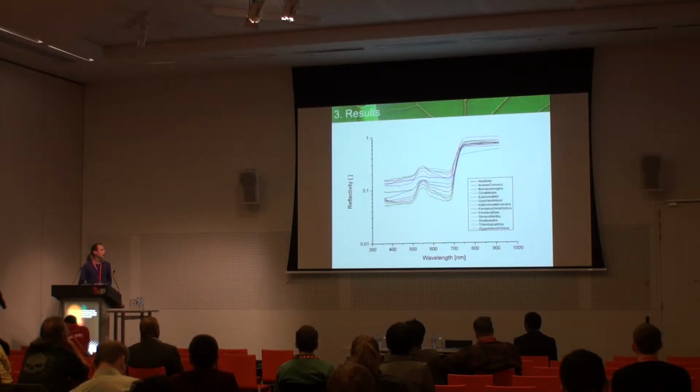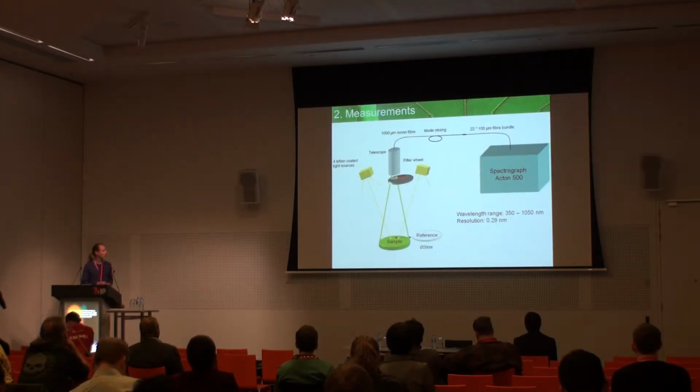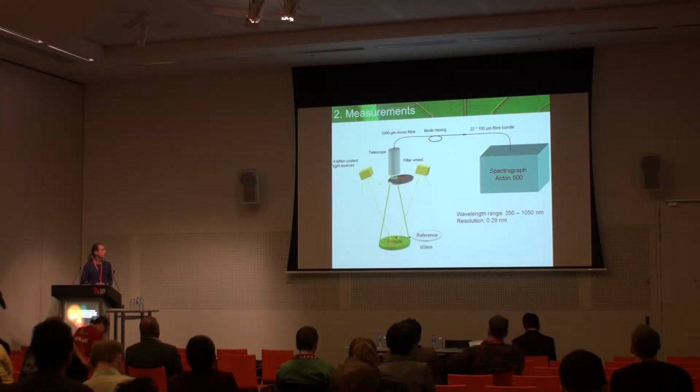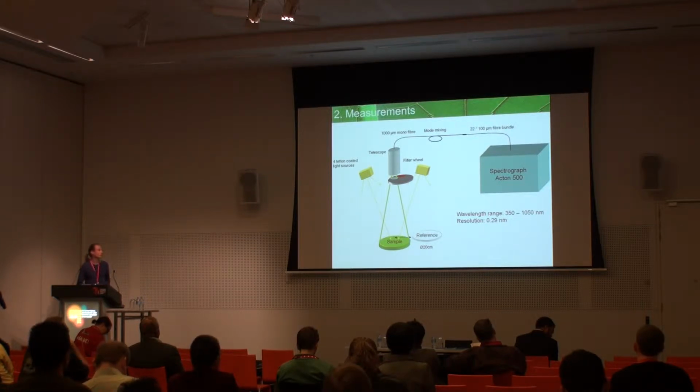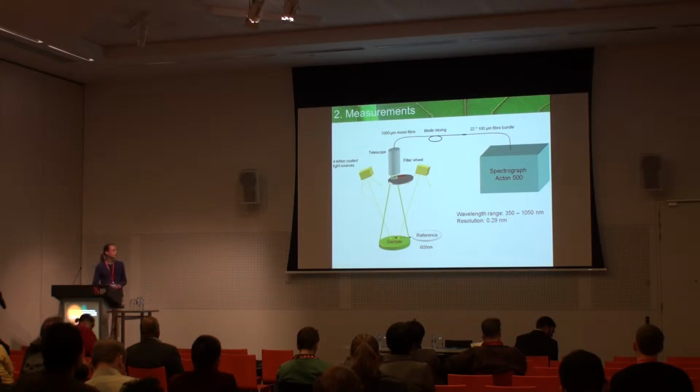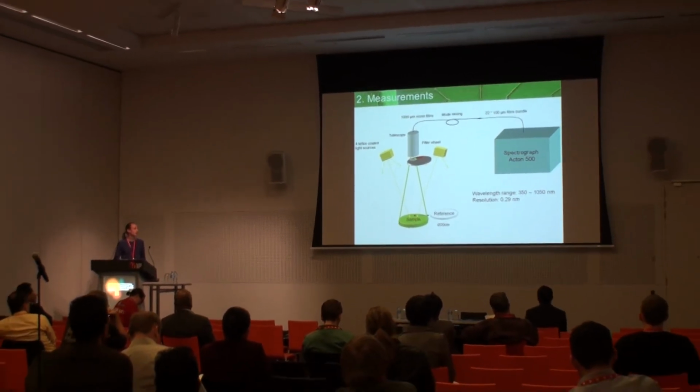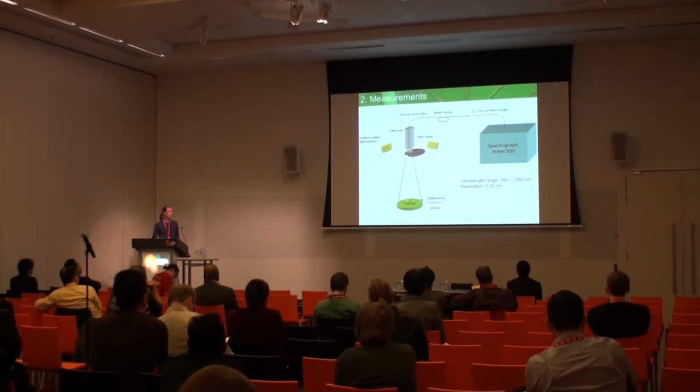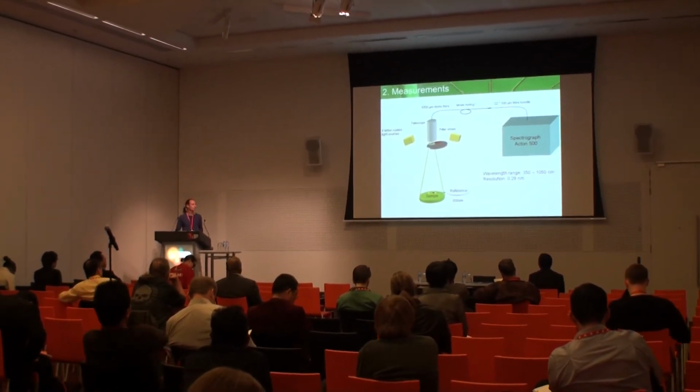So basically we have light sources illuminating the sample area. We can put leaves there, and then the light is collected by a telescope and measured by a spectrometer. And we have a reference plate for reference measurement. The wavelength range is from 350 to 1050 nanometer at a resolution of 0.29 nanometer full width at half maximum, which means around 20 channels per nanometer.